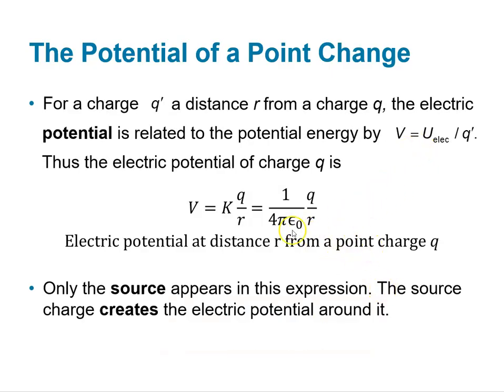So to figure out the potential, again, potential is equal to potential energy divided by Q prime. So now Q prime is going to be out of the equation. And so potential is going to equal K, Coulomb's law constant, times Q, which is the source charge, divided by R, which is the distance away from the source charge.